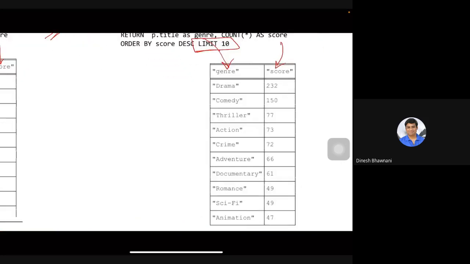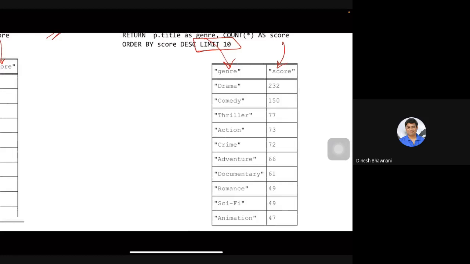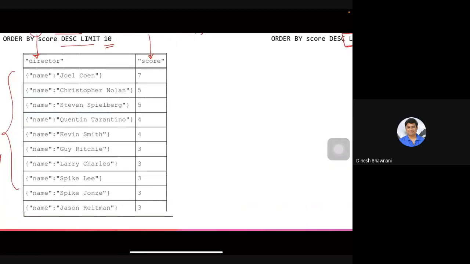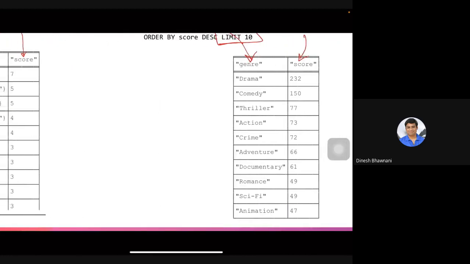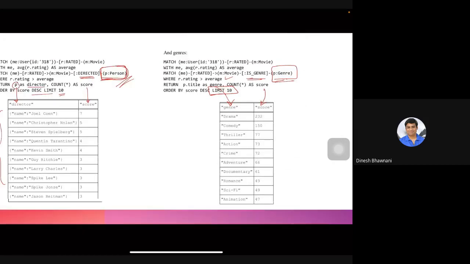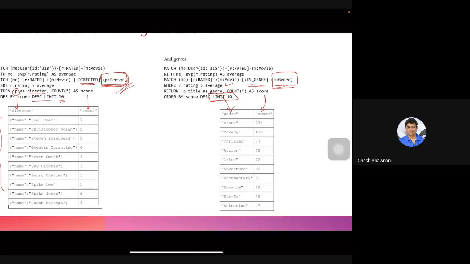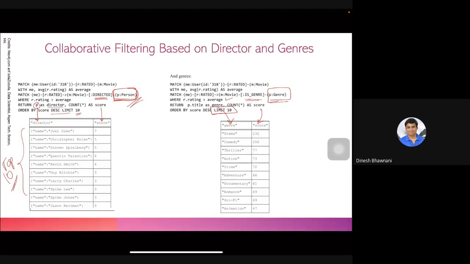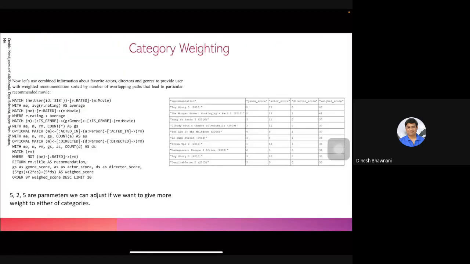So 318 likes to see drama and comedy, according to genre, followed by thriller and action. Category 18.